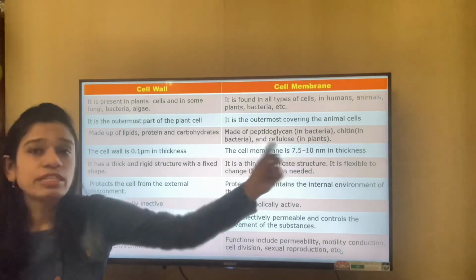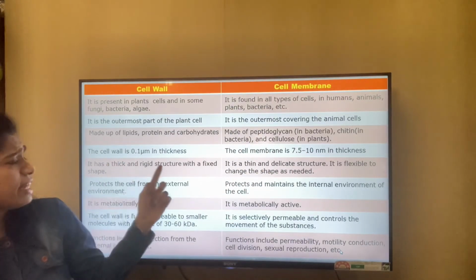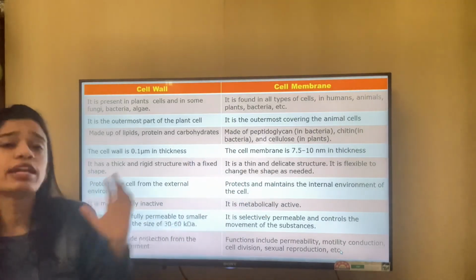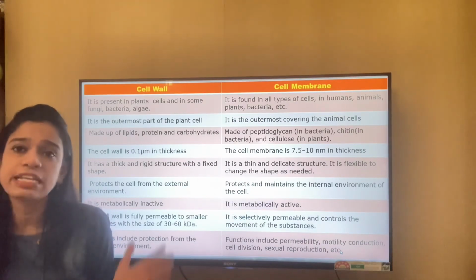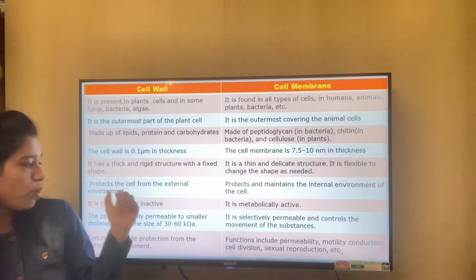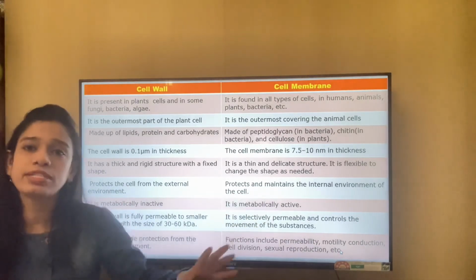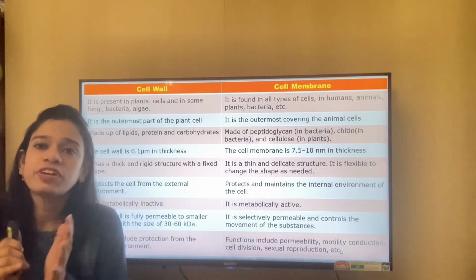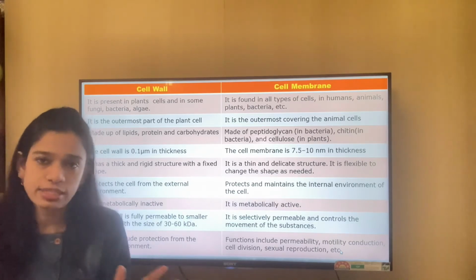Chitin should be in fungi. The cell wall has a thick and rigid structure with a fixed shape. The cell membrane has a thin and delicate structure and it is flexible. The shape is flexible. It is not rigid and fixed like that of a plant cell or the cell wall. It protects the cell from the external environment. It also protects and maintains the internal environment. Both have the similar function of protection, but the cell wall is rigid. The membrane is not as rigid as the cell wall.